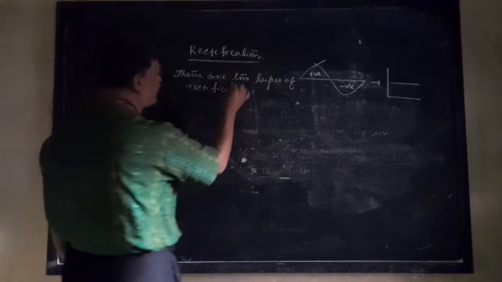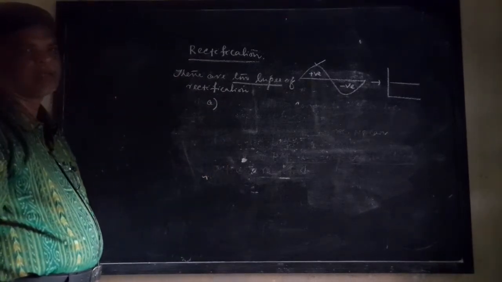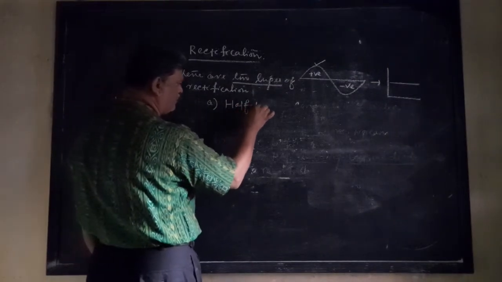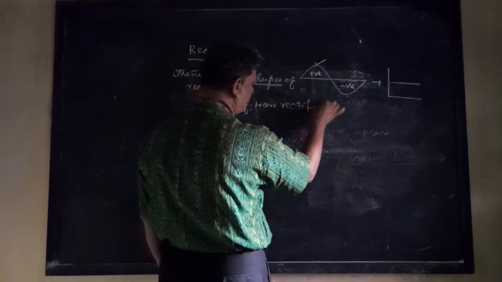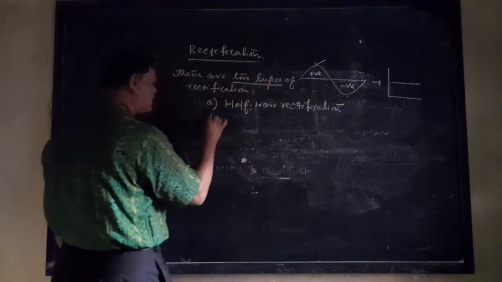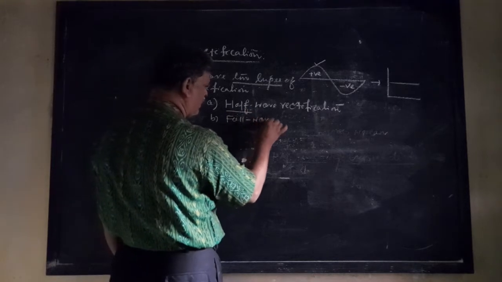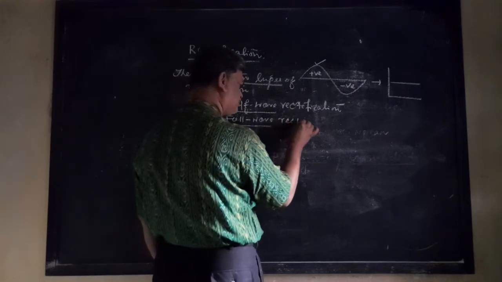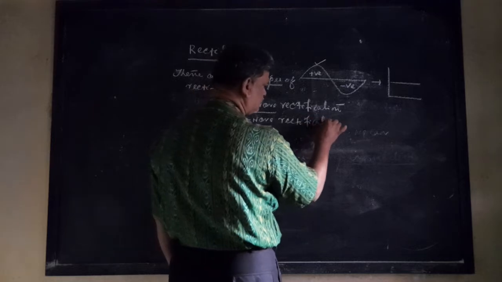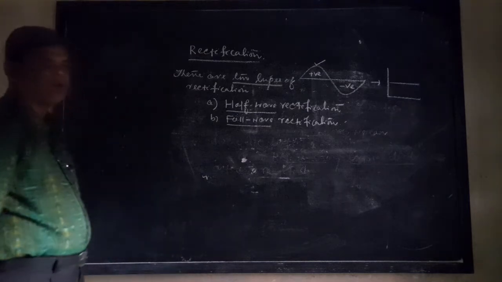There are two types of rectification. One is half wave rectification, and another is full wave rectification. Clear? So one is the half wave rectification and another is the full wave rectification.